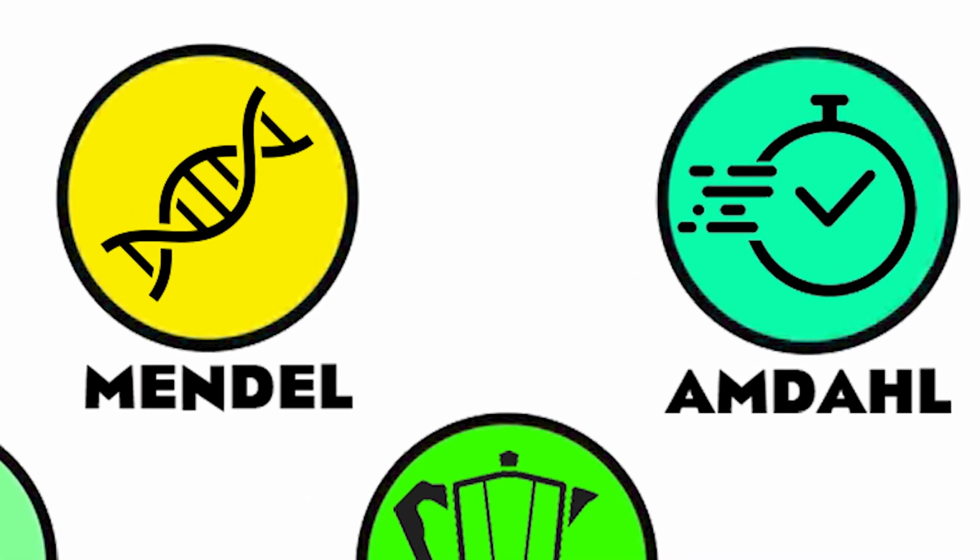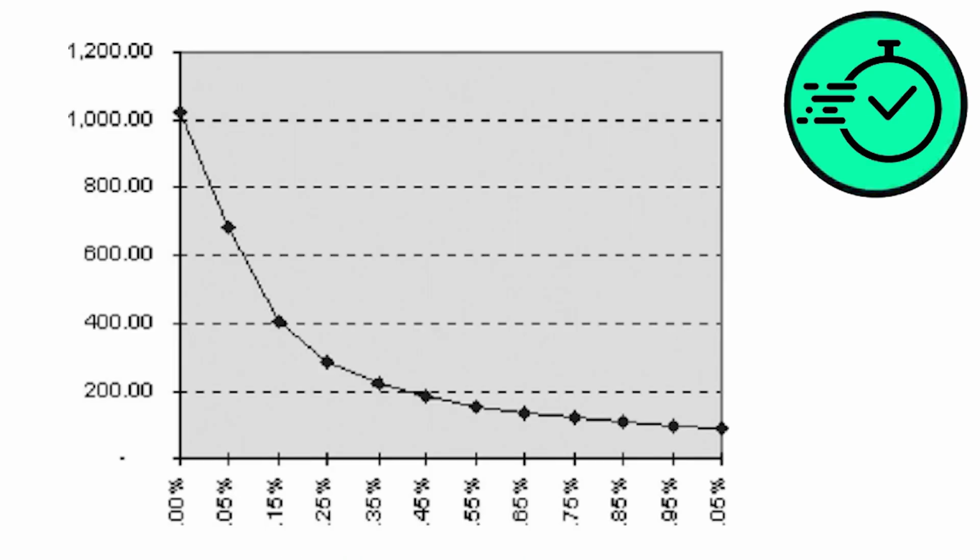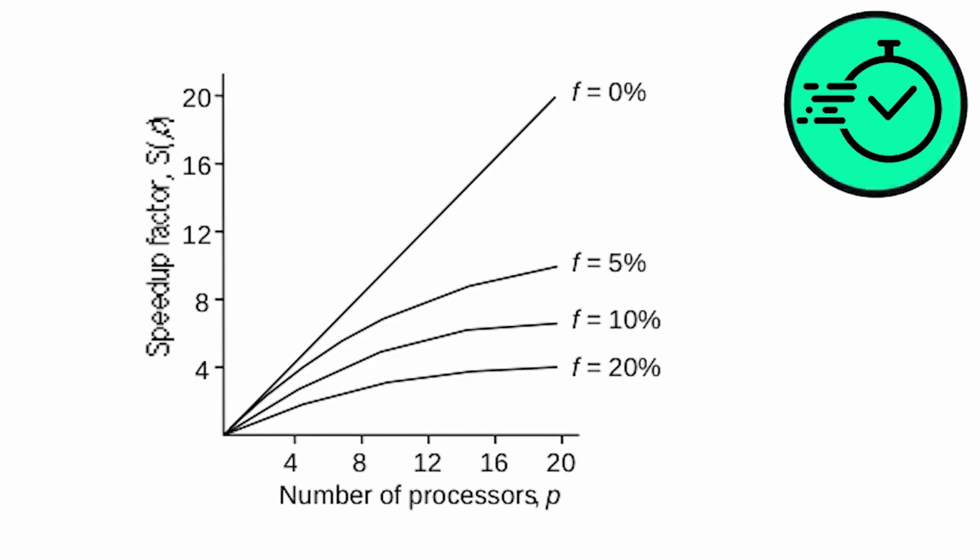The next scientific law will be Amdahl. Amdahl's law is an important principle in the field of parallel programming and computing, formulated by computer scientist Gene Amdahl in 1967. Amdahl's law states that when the speed of one part of a computing system, e.g., the speed of the processor, increases, the overall performance of the computing system is limited by the speed of the slowest part.